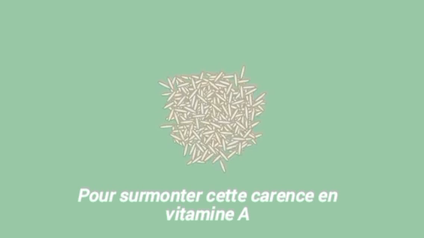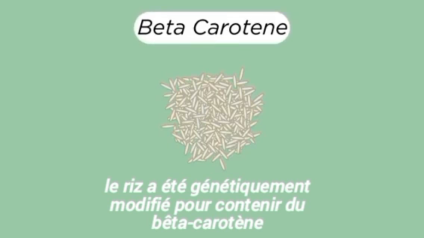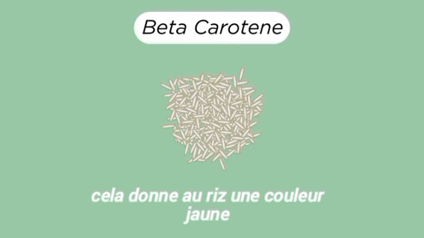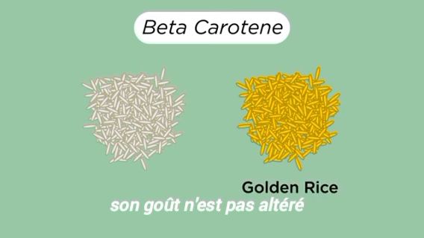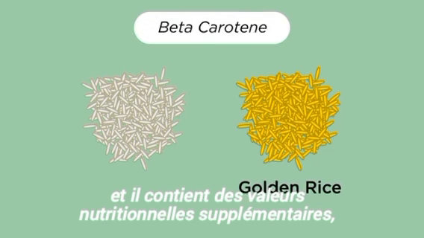To overcome this vitamin A deficiency, rice has been genetically modified to contain beta-carotene, which is used in the body to make vitamin A. This gives the rice a yellow colour, so it's known as golden rice. Its taste is not altered, but it contains extra nutritional benefits.